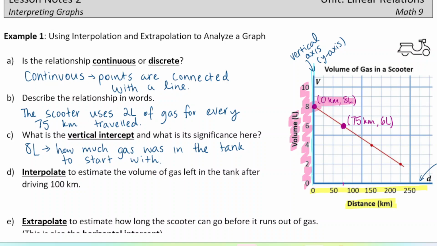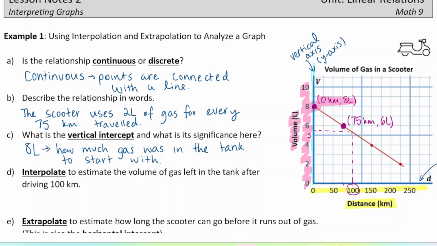Interpolate to estimate the volume of gas left in the tank after driving 100 kilometers. So what it means by interpolate is to estimate a value that's within the points that are already on the graph. So let's go ahead and do that. So we're going to look at 100 kilometers, which is right here. And I'm going to look at the graph and estimate the volume of gas there. So it looks like it's just above 5. So 5 would be right here. So it's just above 5, maybe 5.3 or 5.2 would be a good estimation here. We don't need to actually calculate because the question just says estimate.